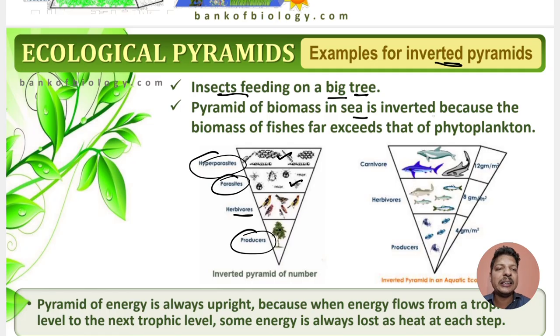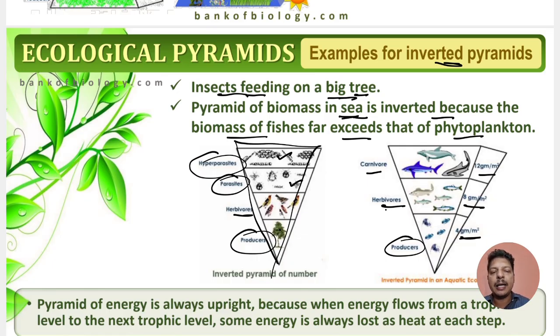Pyramid of biomass in sea is inverted because the biomass of fishes far exceeds that of phytoplankton. Producers, as you can see, 4 gram per meter square, and herbivores are 8 gram per meter square, carnivores are 12 grams per meter square. That's why in aquatic ecosystem, pyramid of biomass is inverted, and if an insect feeding on a big tree, then we will also see the inverted pyramid like this.